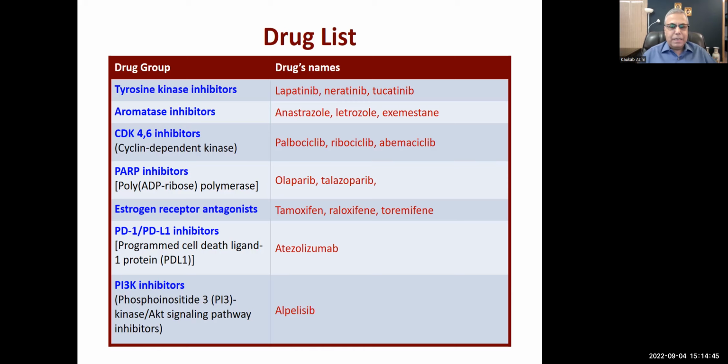So the PD-L1 inhibitor is atezolizumab. And then we have got PI3K inhibitors, phosphoinositide kinase, which is involved in certain intracellular cell signaling. So alpelisib is the drug. All right, so that was a quick revision.